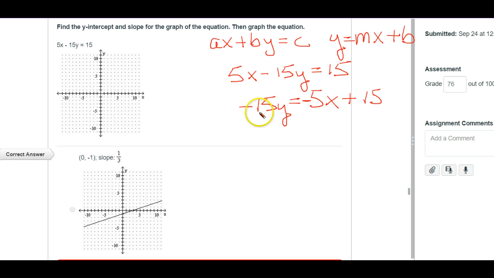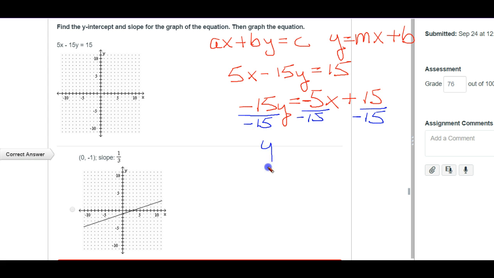Now, to solve for a positive y, we're going to divide everything by the coefficient of y, which is a negative 15. But we have to do that for every term. Now, this has to be a negative. That's why it's critical. Be sure you check your signs.